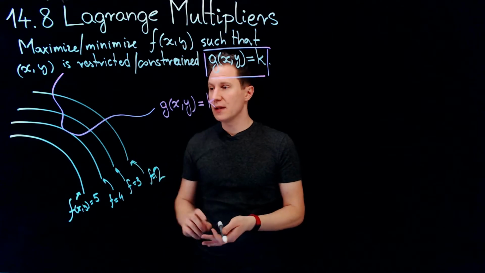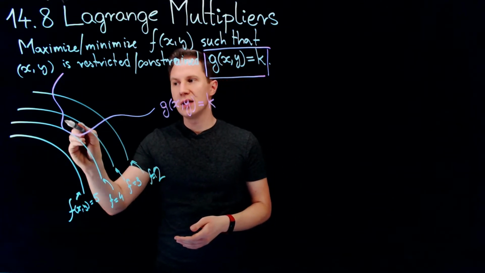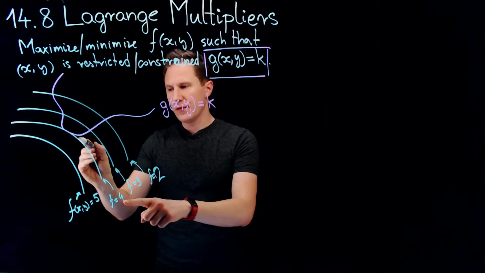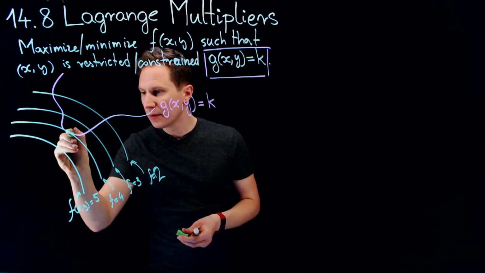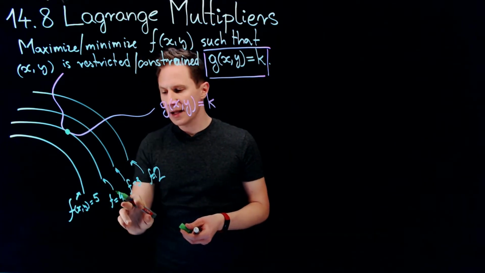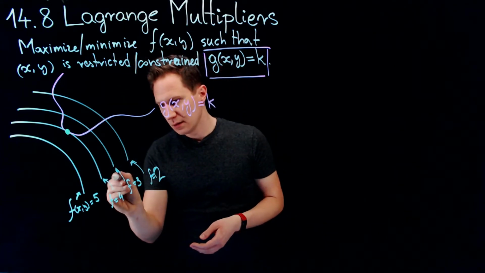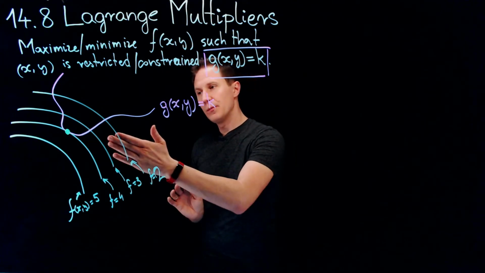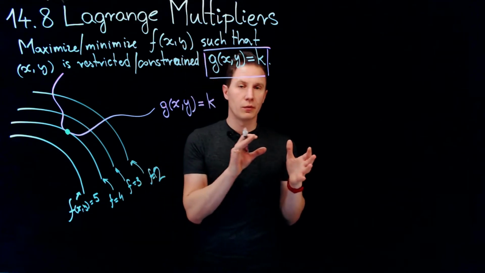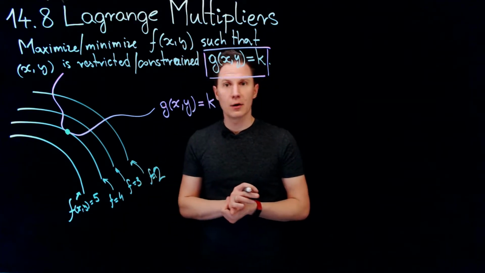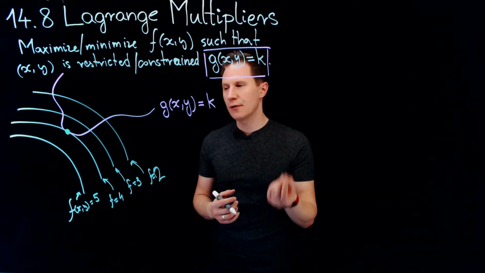What we see from this drawing alone is that along this curve g of x and y equals k, the function f will be maximum right there, and it will take the value 4. That's the maximum right there. And what we may recall from an earlier video is that the gradient vector of a function is always perpendicular to its level curve.